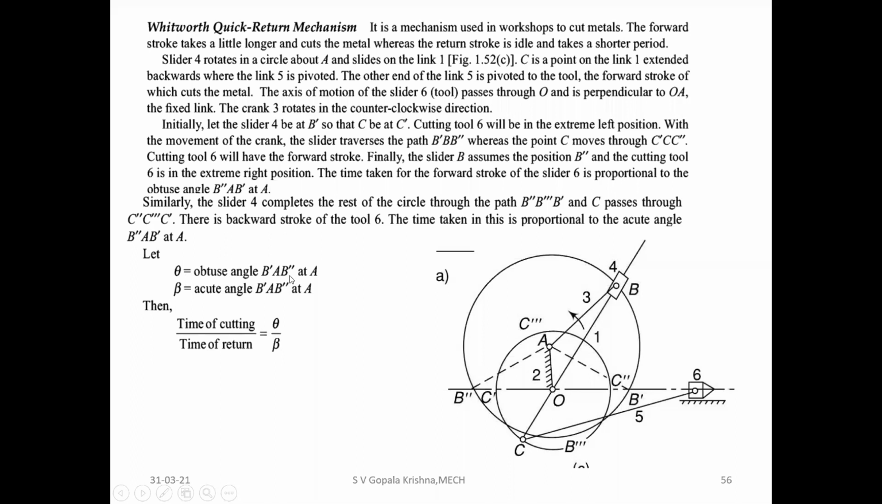B dash A belongs to the B dash A B double dash. What is the angle between the B dash A B double dash? That is the theta, and beta B dash A acute angle. B dash A B double dash at A. Okay, so that is the obtuse angle of B dash A B dash and the acute angle of B dash A B double dash at A.